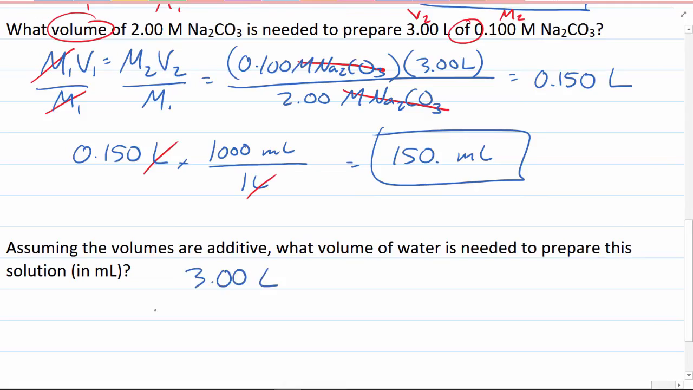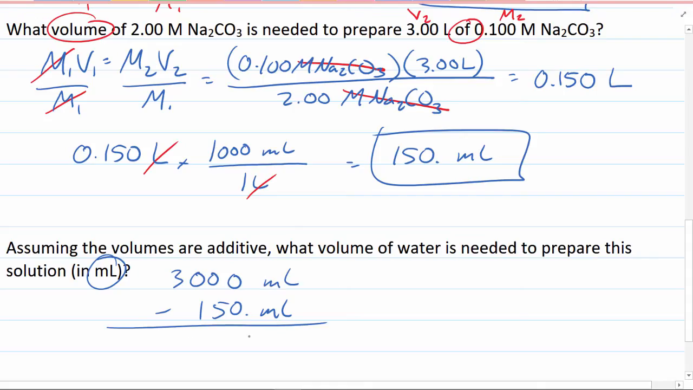and subtract 150 milliliters. Of course then, and I know you already knew this, we need to make sure that we are in the same units. So it doesn't really matter which units. Oh, it does, I guess. So we want this in milliliters. So if we want this in milliliters, we change the 3 liters to milliliters, which would be 3,000 milliliters. And we'll go ahead and subtract.